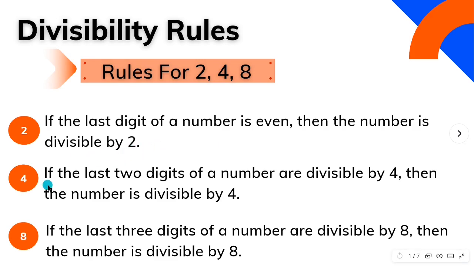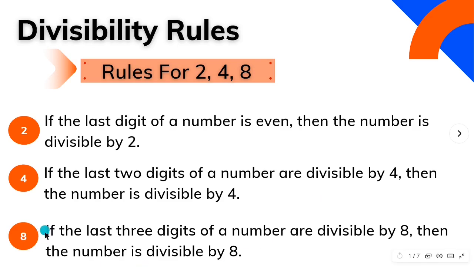Divisibility by 4. If the last two digits of a number are divisible by 4, then the number is divisible by 4. Like the numbers ending with 04, 08, 12, 16, 20, 24, 28 or 72, 76, 80, 84, 88, 92, 96. All these numbers are divisible by 4. The numbers which have the last two digits divisible by 4 are divisible by 4.